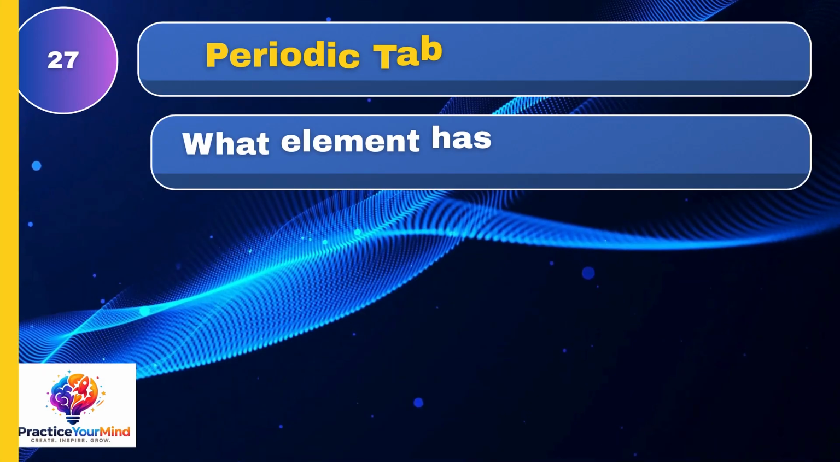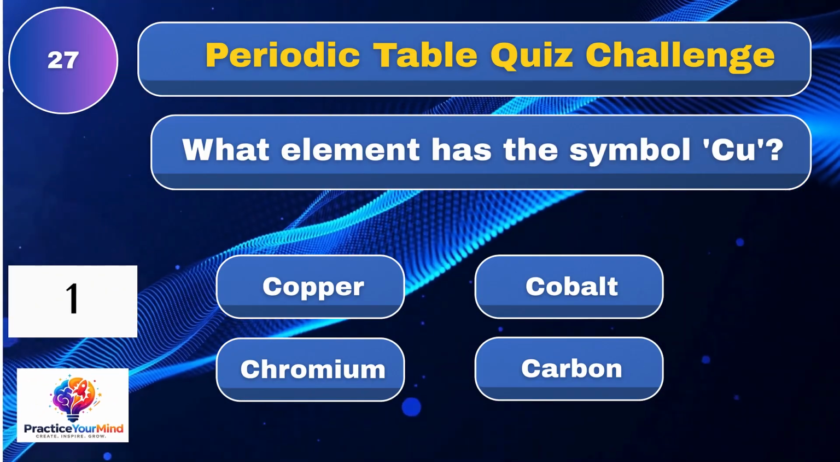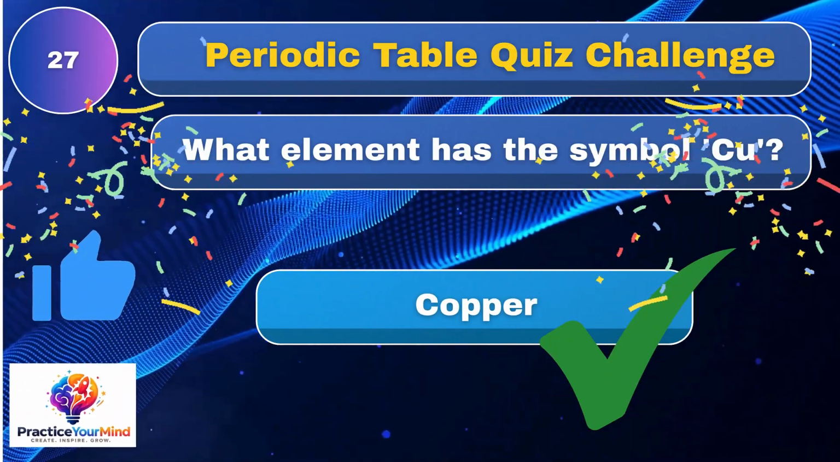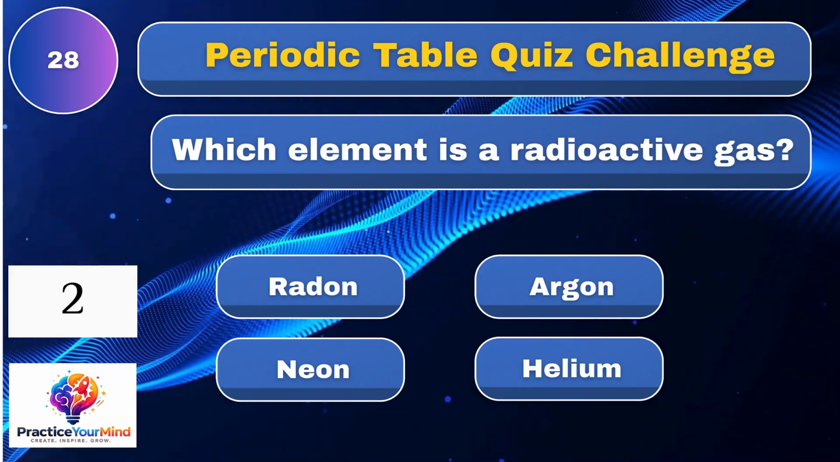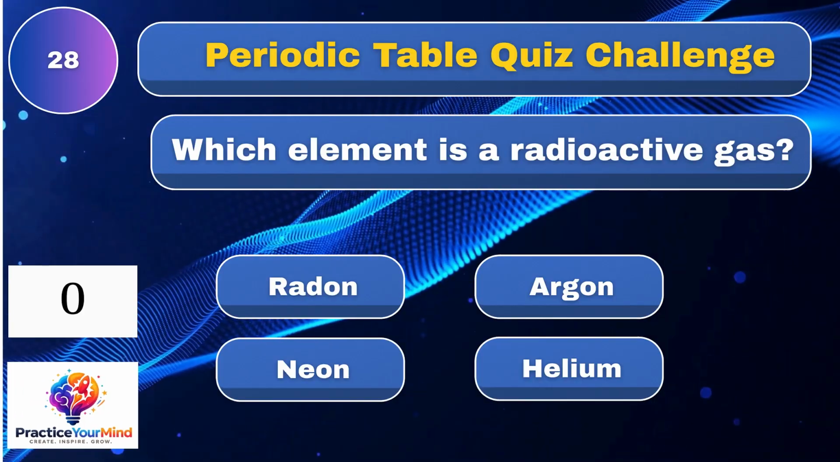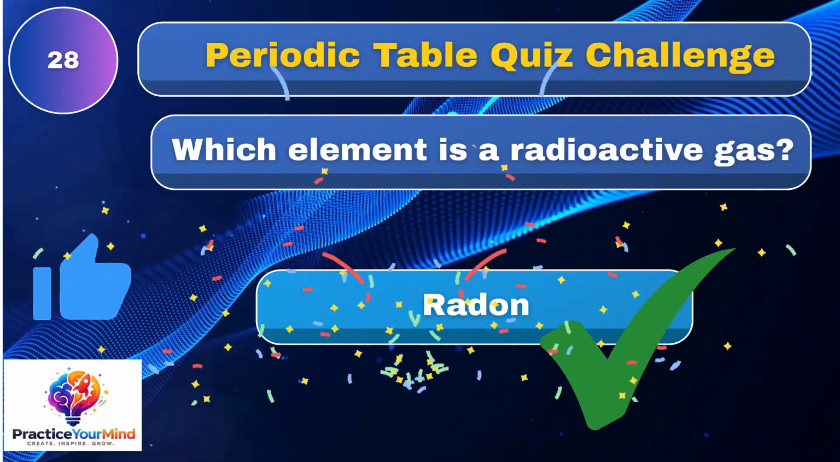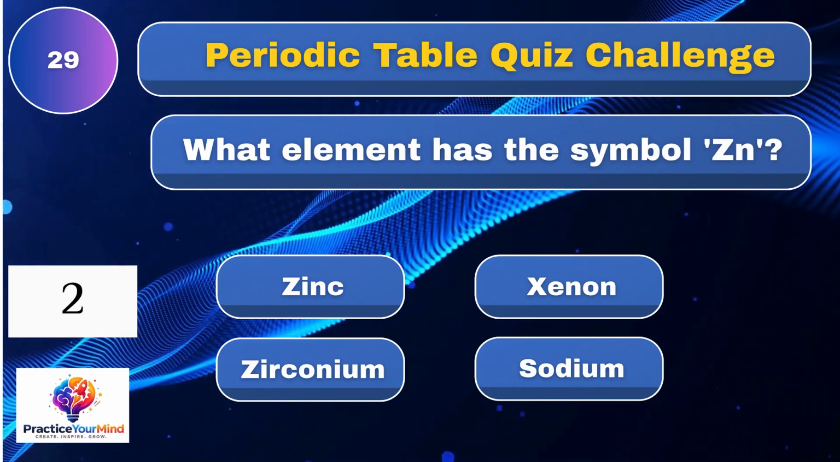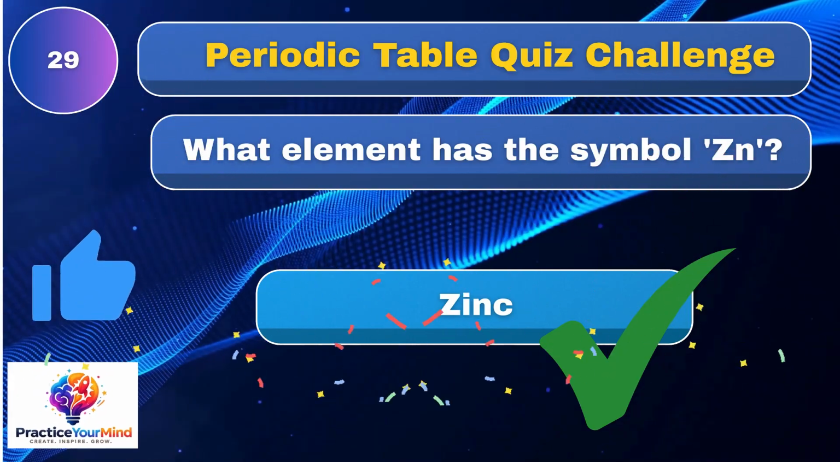Continue to question 27. What element has the symbol Cu? Correct. Cu is copper. Let's jump to question 28. Which element is a radioactive gas? Nice. Radon is a radioactive gas. Moving on, question 29. What element has the symbol Zn? Exactly. Zn stands for zinc.